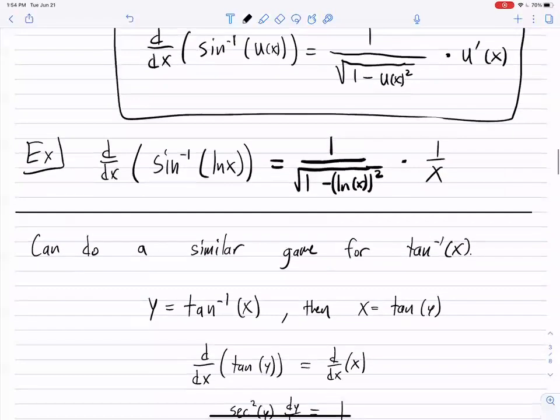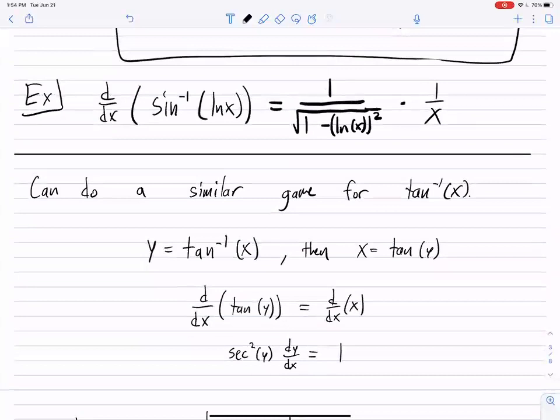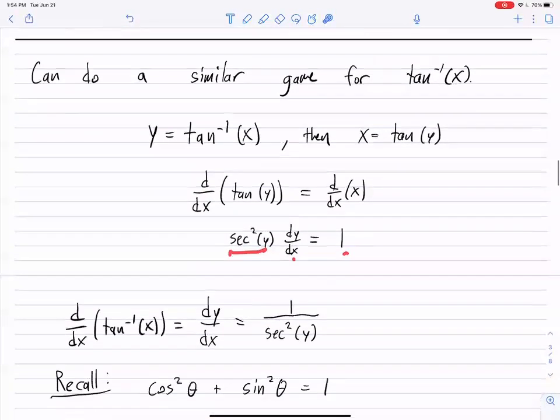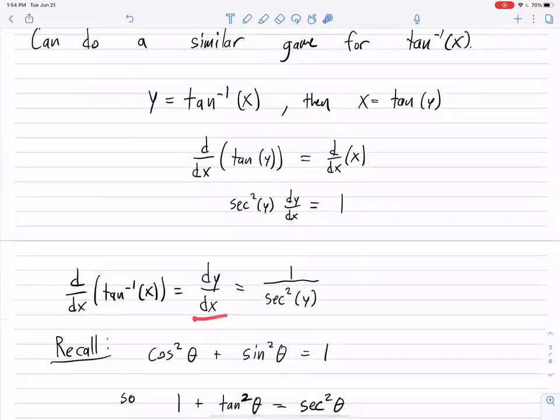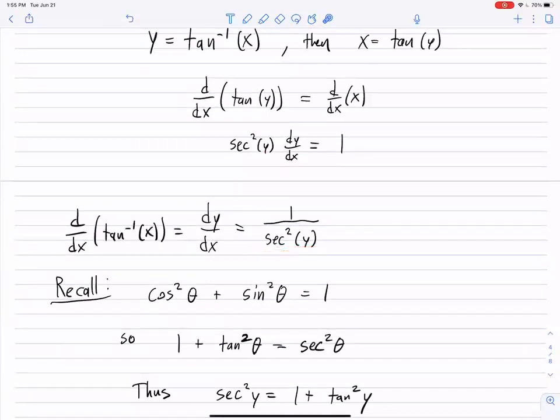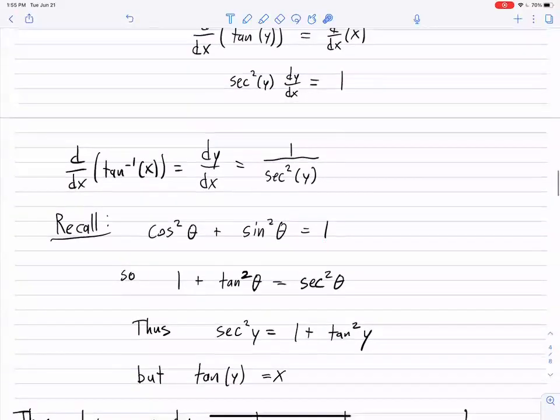And we can do a similar game for tan inverse of x, right? If y is tan inverse of x, then that implies, taking tangent of both sides, that x is tan of y. Taking the derivative of both sides with respect to x, we get secant squared of y dy dx equals 1. And so solving for dy dx, which is the derivative of tan inverse x, you get 1 over secant squared y. And the way we're going to get secant squared y in terms of x is remembering that cosine squared theta plus sine squared theta equals 1. That's the Pythagorean identity. Dividing everything by cosine squared, we get 1 plus tangent squared equals secant squared.